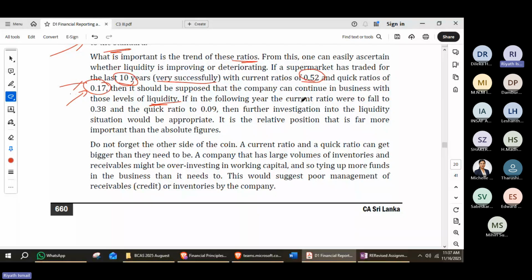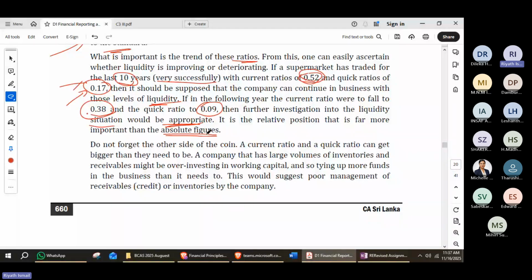If the following year the current ratio falls from 0.52 to 0.38, and the quick ratio suddenly falls to 0.03, it's terrible, right? Actually, it's terrible. Then further investigation into the liquidity situation would be appropriate. It is the relative position that is far more important than the absolute figure, right?